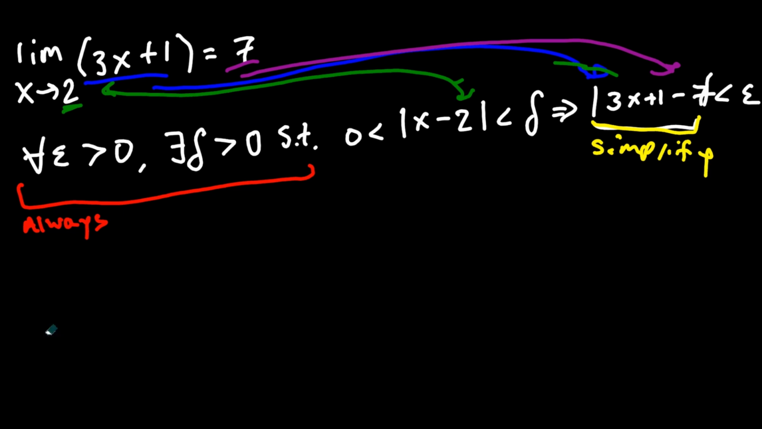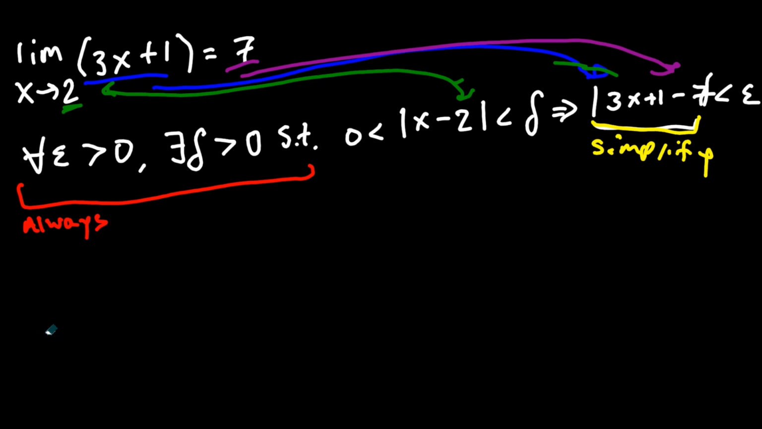Hello everybody, welcome back to another video, and today we're going to be going over the basics of real analysis, specifically in this video, epsilon-delta proofs. So here I have an epsilon-delta proof, which is the limit as x approaches 2 of 3x plus 1 equals 7. So we need to prove that this is the case.